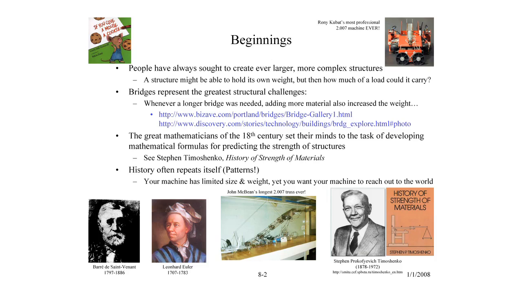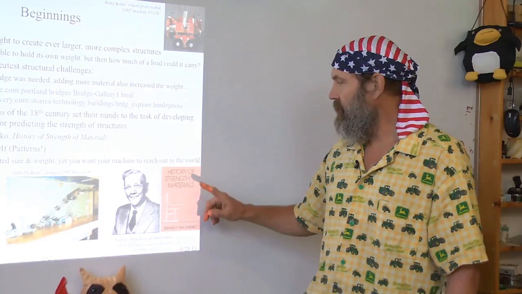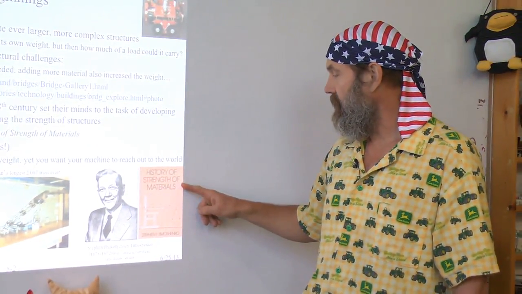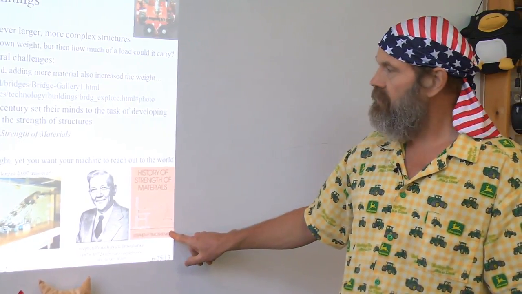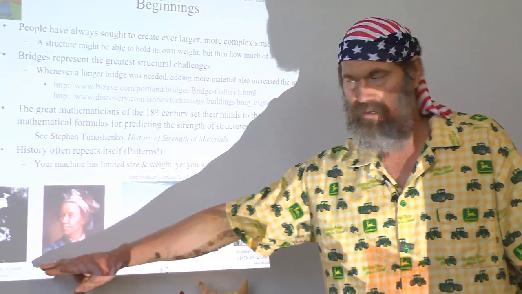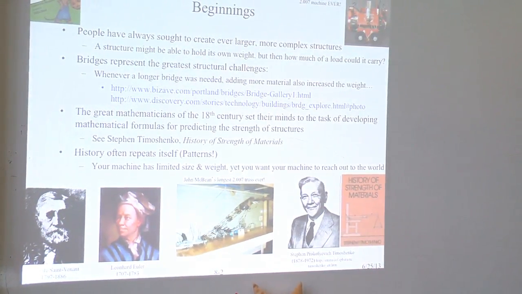once again, history is very important. One of the key people in structural design is Stephen Timoshenko. Really interesting cat who also wrote this really neat book, History of Strength and Materials. Highly advise reading this. Going back in time, remember Saint Venant and Saint Venant's principle. Leonard Euler, who figured out how beams bend.